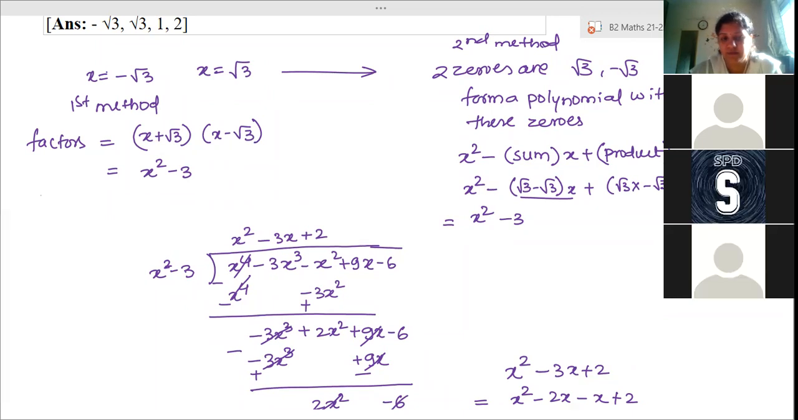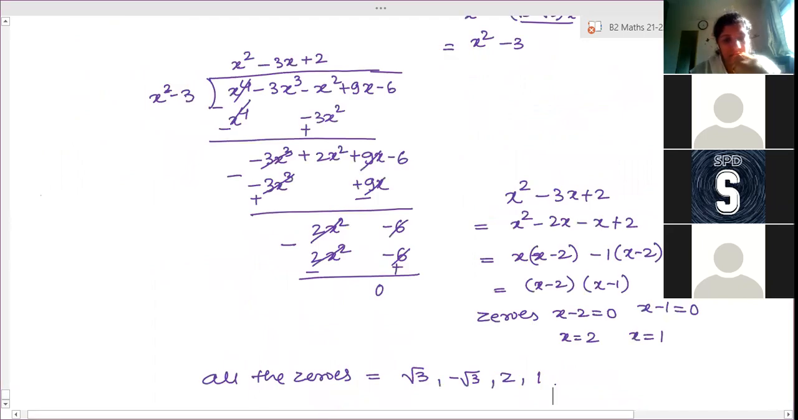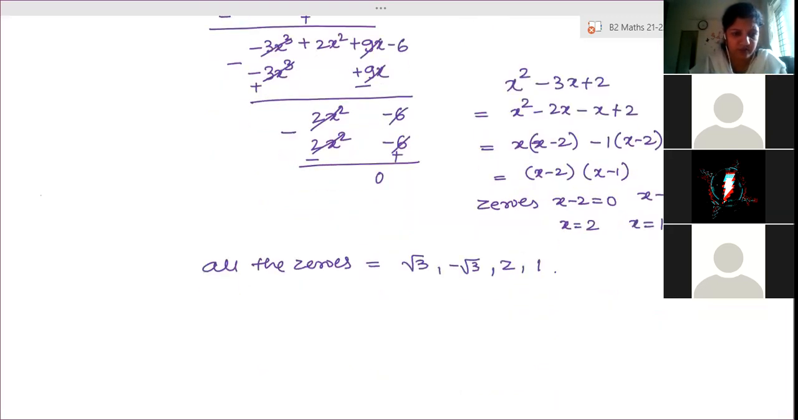Ma'am, in the 69th question, is it minus root 3 and root 3? Answers are there, you can check. Just minus root 3 and root 3. This was question 66. Have you copied it? Yes, ma'am. Then do the next, the 67th one, in a similar way.